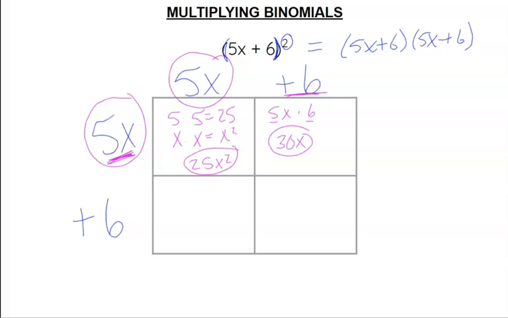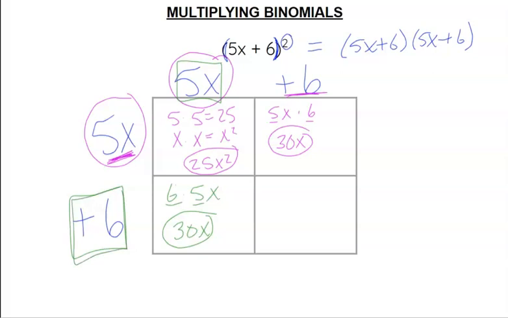Now we're going to do that bottom row. So we've got 6 times 5x. 6 times 5 is 30. We keep the x with the value. And then we're going to do 6 times 6, which is 36.